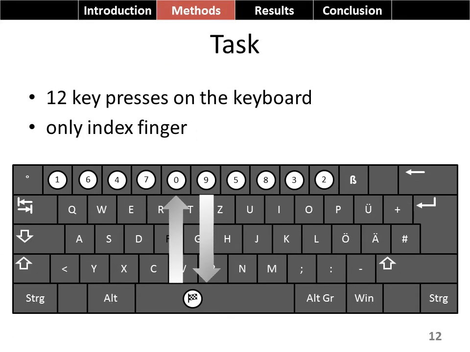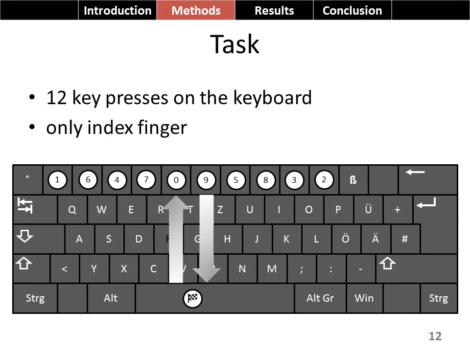Let's have a look at the task that we were using. Participants installed the experiment on their personal notebooks. By this, they were able to practice at home. They all received a package of stickers which they could stick on the number keys of their keyboard. Before each trial, participants were indicated which hand to use.